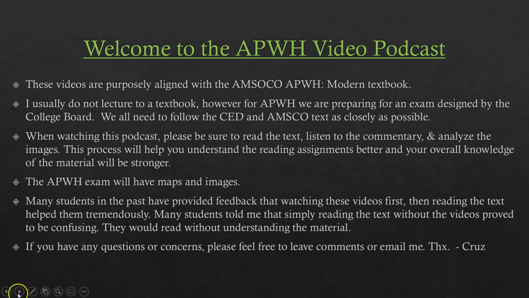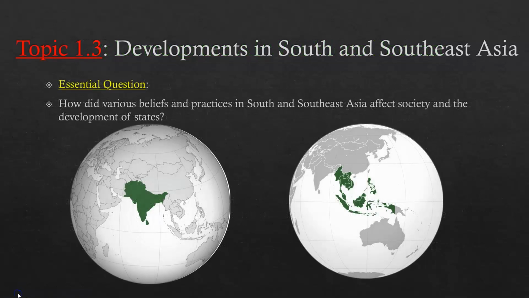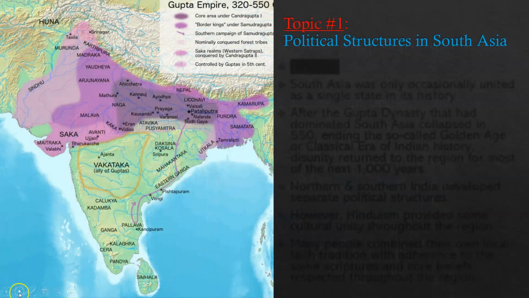This is for topic 1.3, Developments in South and Southeast Asia. The essential question: how did various beliefs and practices in South and Southeast Asia affect society and the development of states? South Asia, India, Sri Lanka here. And here you have Southeast Asia, right? Pay attention to the maps, please.